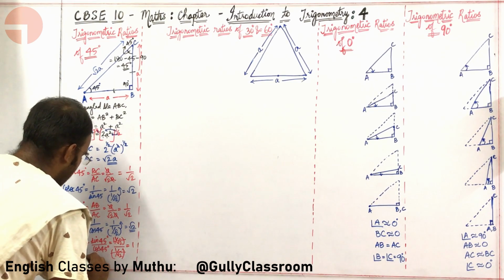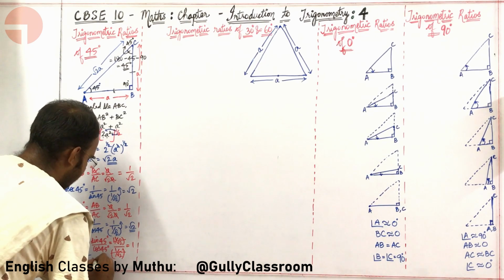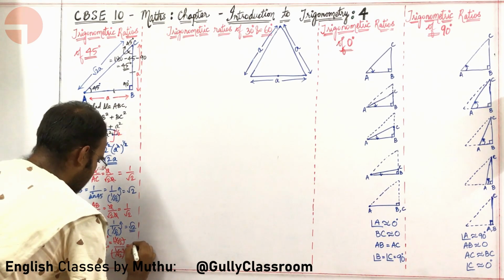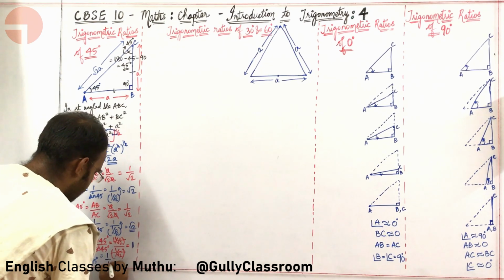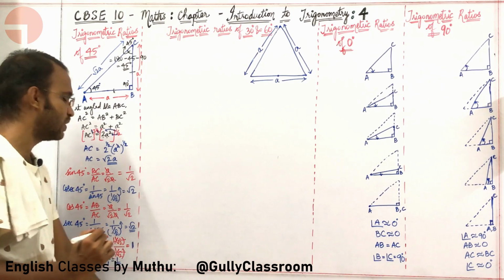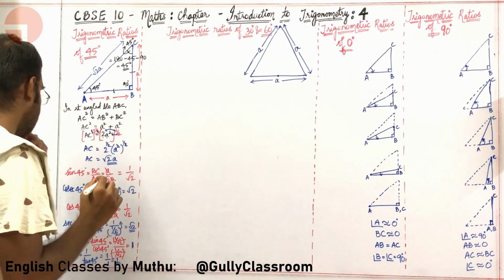So I am going to put 1 by tan 45 over here. What is the value of tan 45? Tan 45 is nothing but 1. So 1 by 1, the answer is 1. So the value of cot 45 is 1.